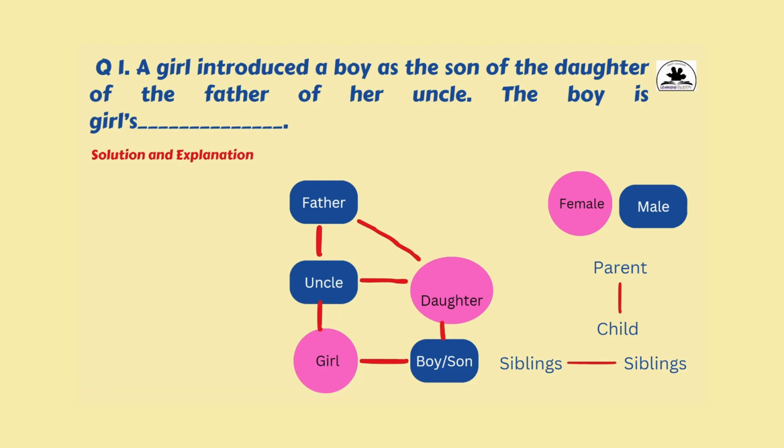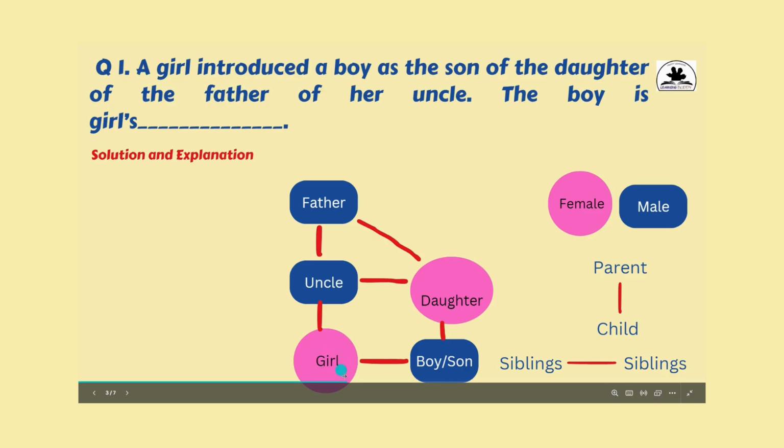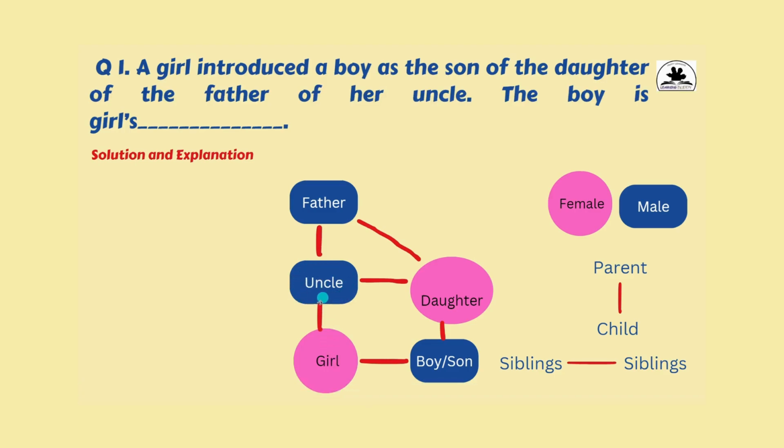Let's first take the narrator, that is the girl. So we mark with a round shape, that is a circle shape, and the girl is referring to her uncle, which is one generation higher. So we write it over here and we mark it with a rectangular shape, which denotes male. Then the next person in the question is the father, that is the father of the uncle. So again, which is one step higher. So we write it here, that is the father.